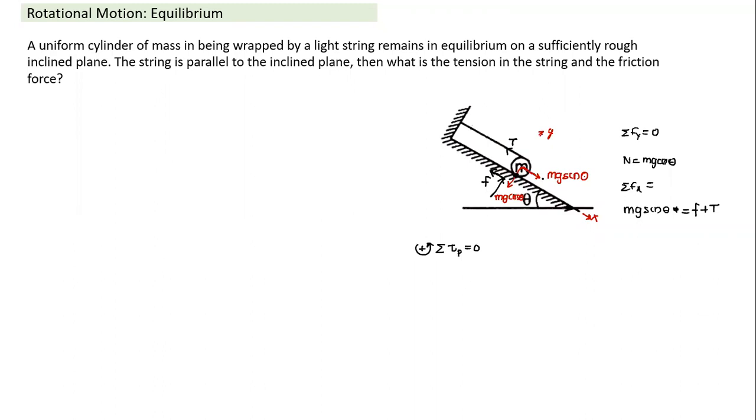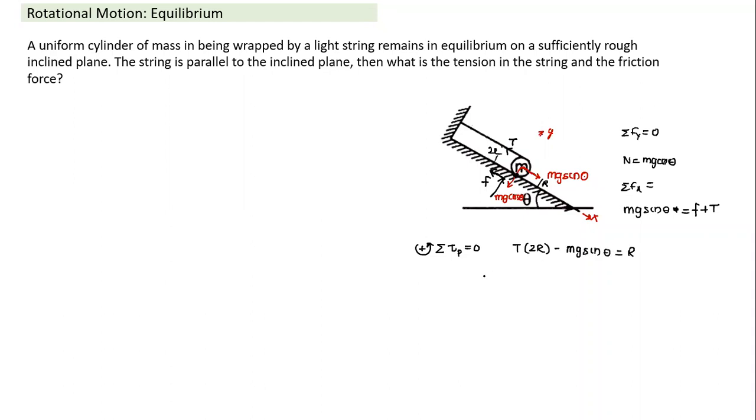Mg sine theta is acting at perpendicular distance r, and T is acting at perpendicular distance 2r. T is having positive torque about this point, anti-clockwise. Mg sine theta is clockwise. Let me write T into 2r positive and minus mg sine theta into r.